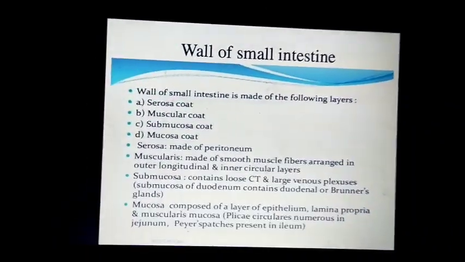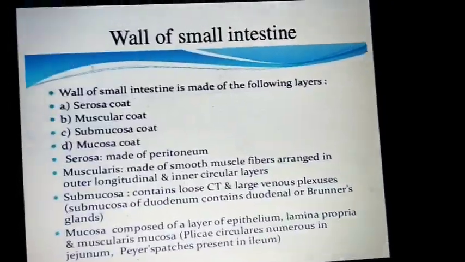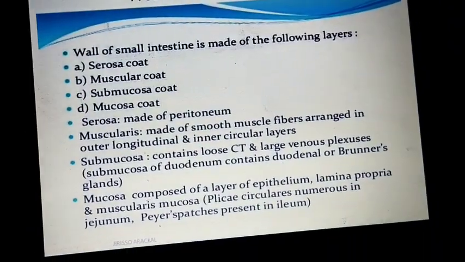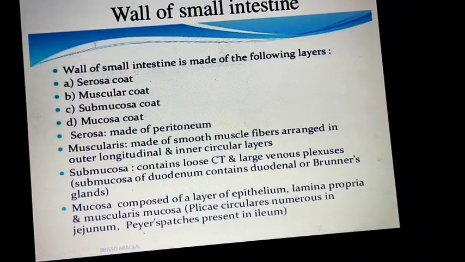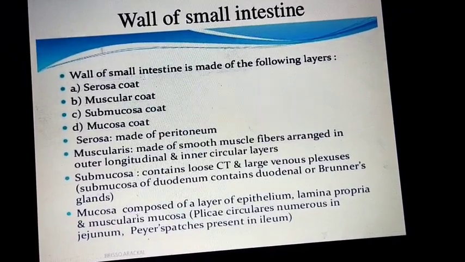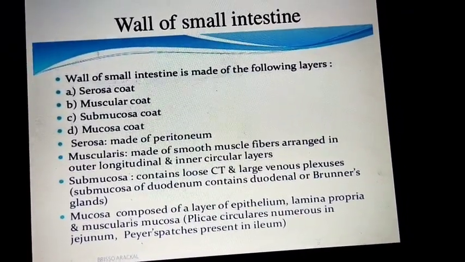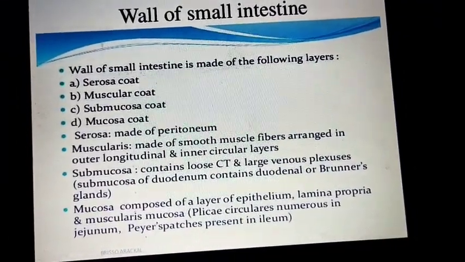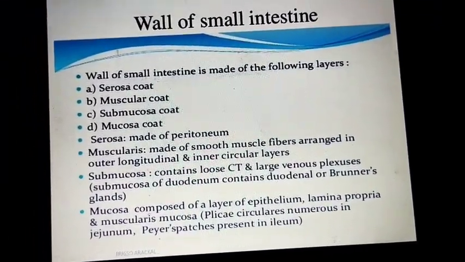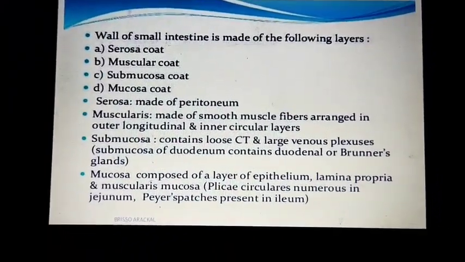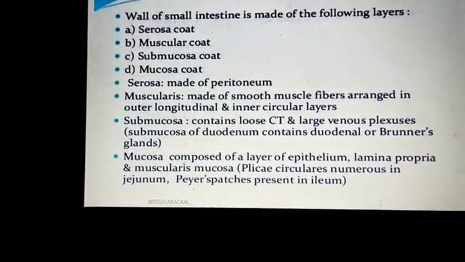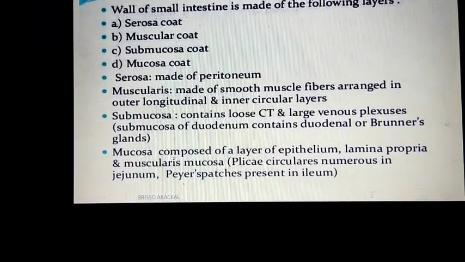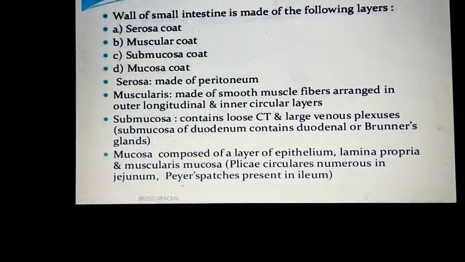I already told you during the anatomy of the duodenum that it has the layers: a serosal layer, muscular layer and mucosal layer. The serosal layer is the outer coat, covered by the peritoneum. The muscular coat has one circular and one longitudinal layer, then the submucosal coat and mucosal coat. Serosa is made up of peritoneum. The muscular coat is made up of smooth muscle fibers, the outer longitudinal and the inner circular.